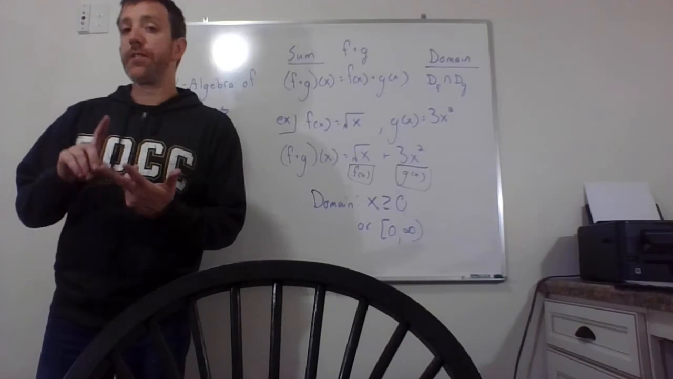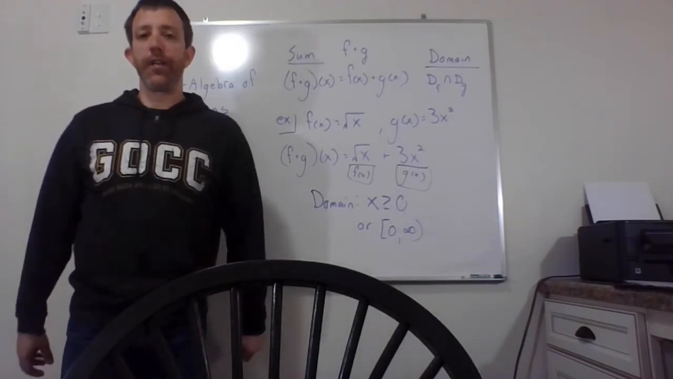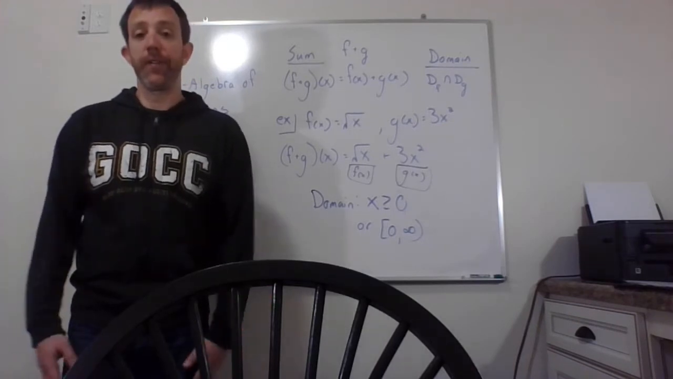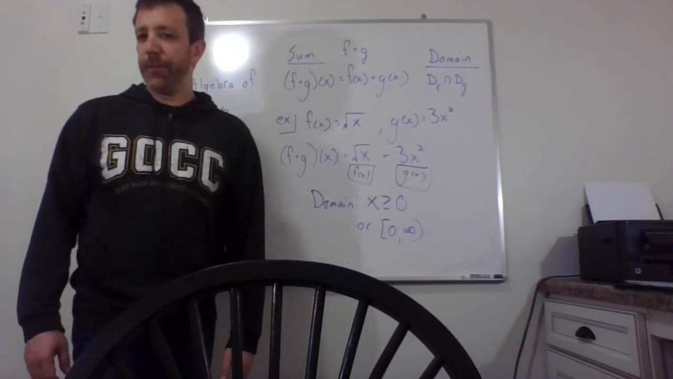We're going to look at differences, products, and quotients. We'll take just a little bit more time on quotients because there's a little quirk there. And then we have this other kind of algebra function that we'll look at that's a little bit different and a little bit weird.